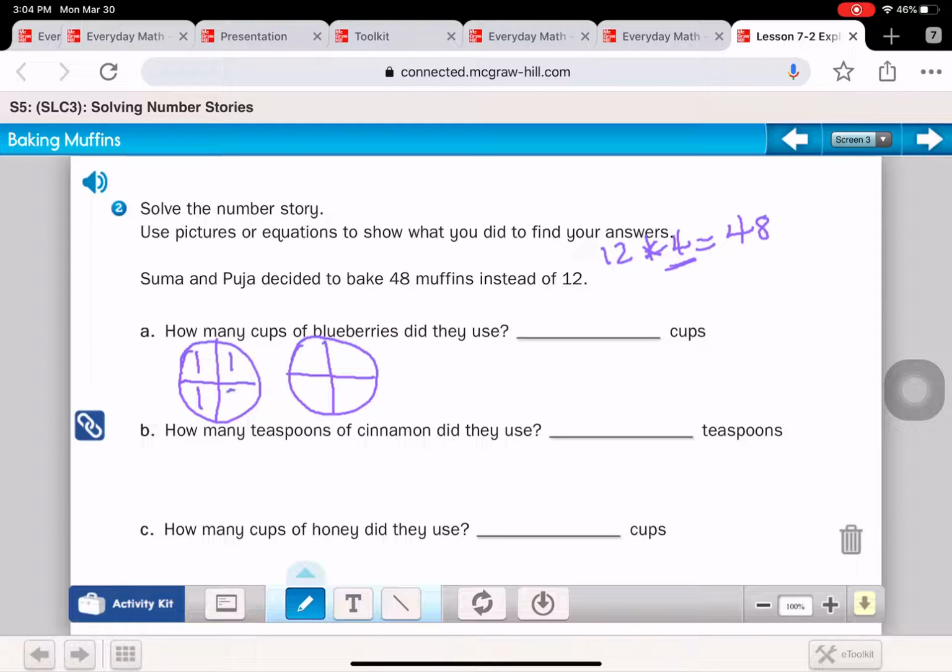Here's my second recipe, 1, 2, 3/4 of a cup. And my third recipe, 1, 2, 3, is 3/4 of a cup. And here is my fourth recipe. And I know that each one of those circles represents 1 cup. And I can add those up, and I have 1, 2, 3 cups of blueberries that they are going to need.